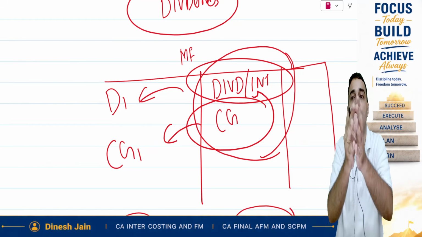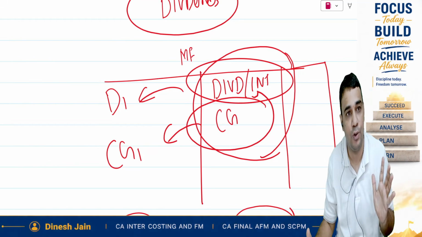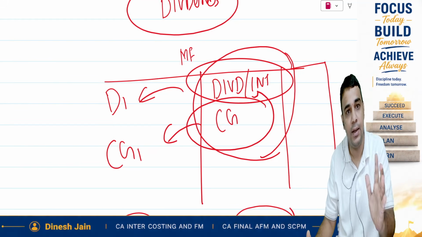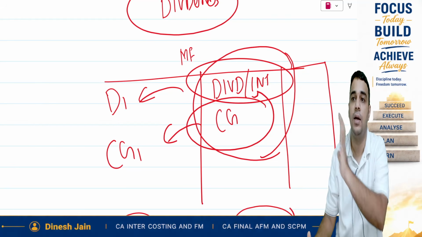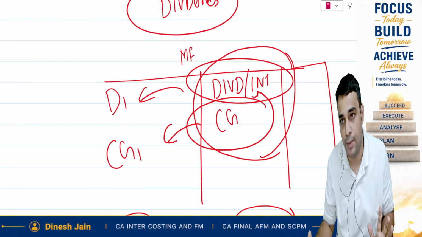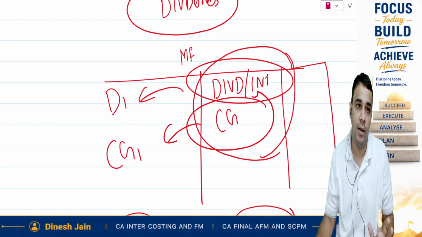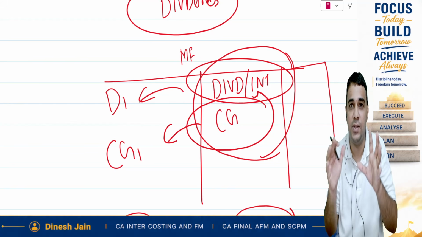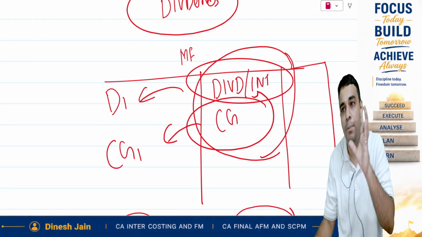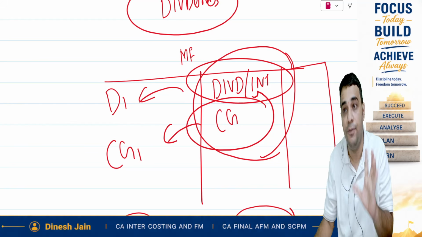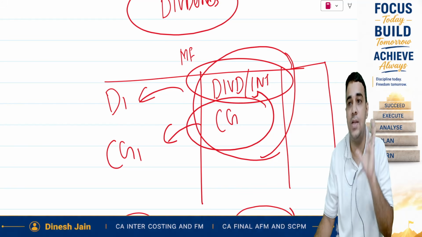Club everything together and just call it income distribution cum capital withdrawal. I don't want different names like D1, CG1. Club everything together and just give a single name.